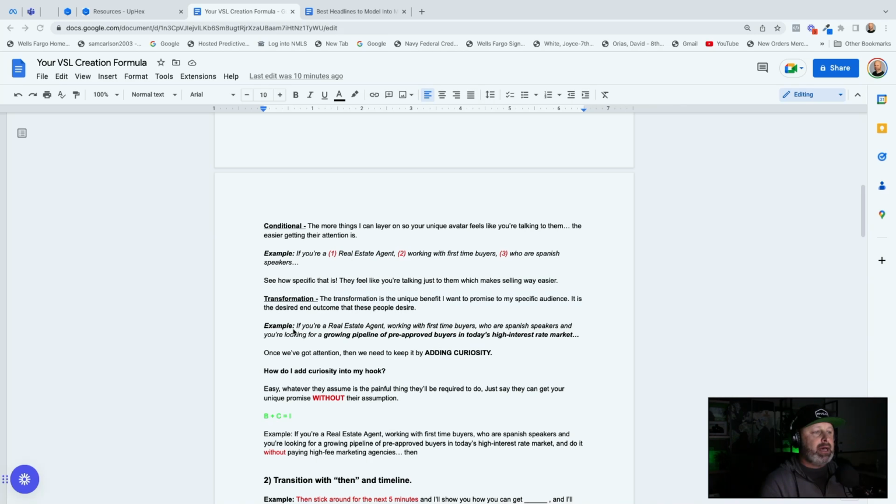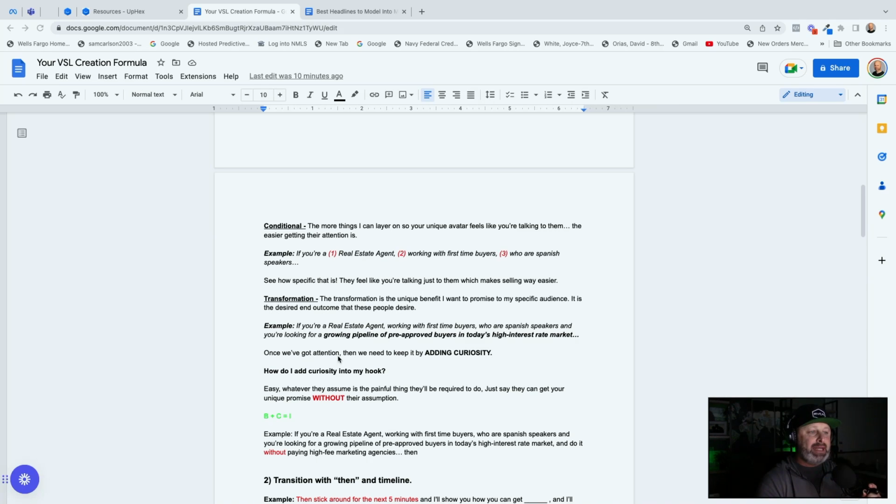So it says, if you're a real estate agent working with first-time homebuyers who are speaking Spanish and you're looking for a growing pipeline of pre-approved buyers in today's high interest rate market, okay, that's kind of cool. That's the transformation. The outcome you're looking for. But what is the formula? How do we approach a person to where we say, hey, you're looking for this? It's a really cool formula.